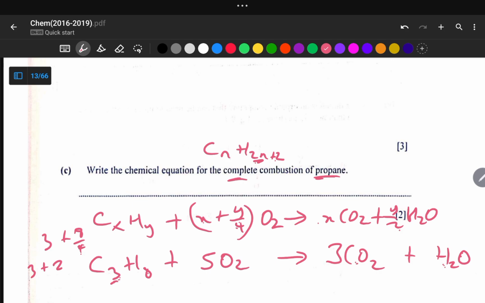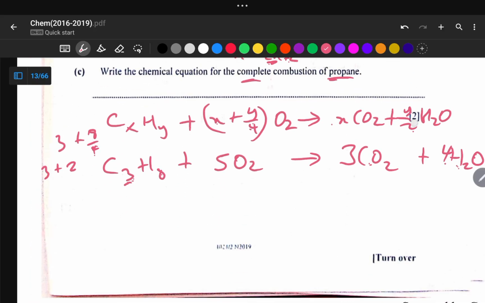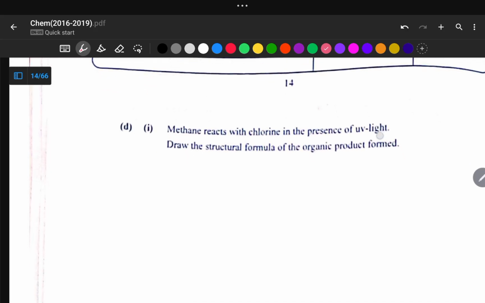Our Y is equal to 8. So 8 over 2, we're going to have 4. And then the equation is balanced. Simple as that. And then we can now proceed to the next part.